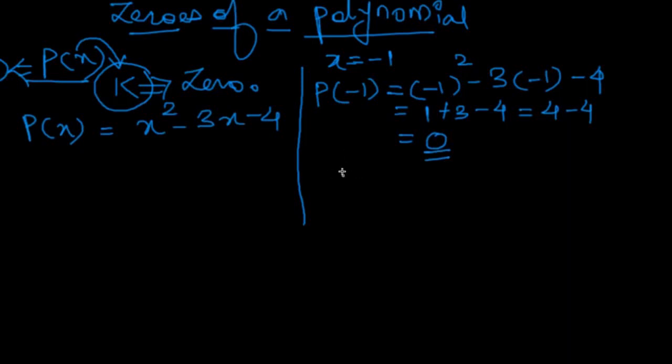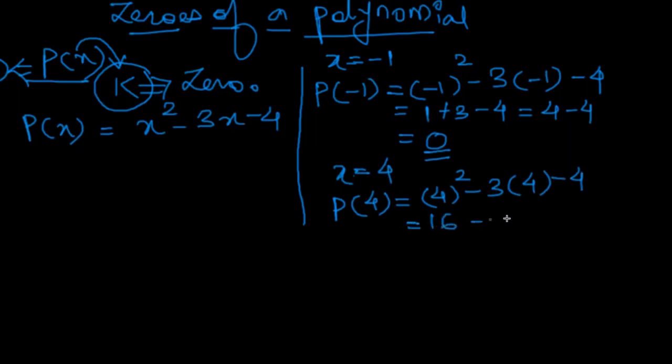There will be one more value which will satisfy this condition, and I guess it will be 4. Let's check. So p of 4 will be 4 square minus 3 times 4 and again minus 4. 4 square is 16, minus 12, and minus 4. 16 minus 12 is 4, so 4 minus 4, and again you got the value as 0. You have seen that for a single polynomial, when I substitute the value as -1 and when I substitute the value as 4, the value of the polynomial becomes equal to 0.